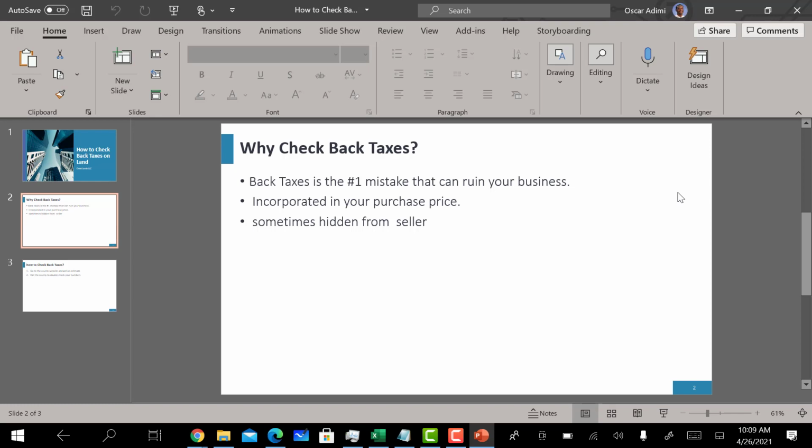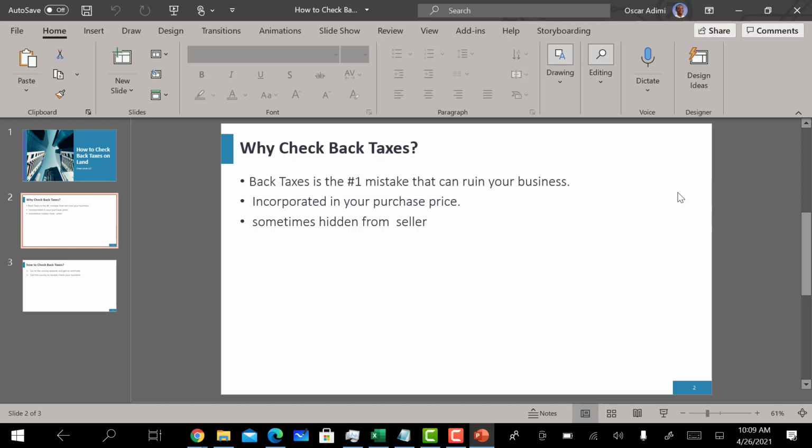You may start fresh and not know how to deal with this, and you may make a mistake that can cost you a lot of money, and you might have to start from zero. You may even find yourself having to pay back taxes whose amount is even greater than the value of the property, which doesn't make sense at all. That's the number one mistake that can ruin your business.